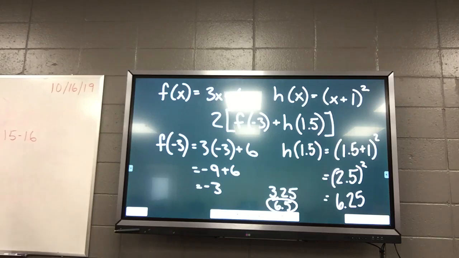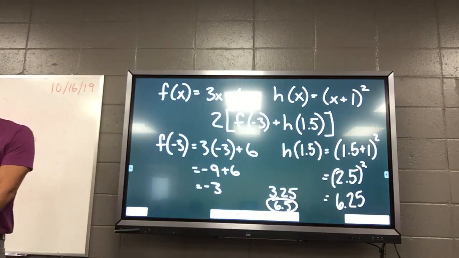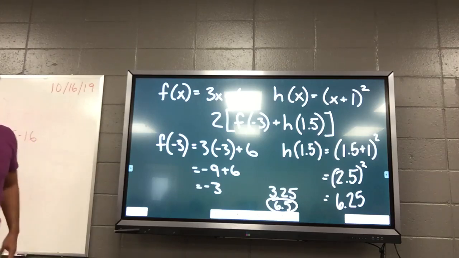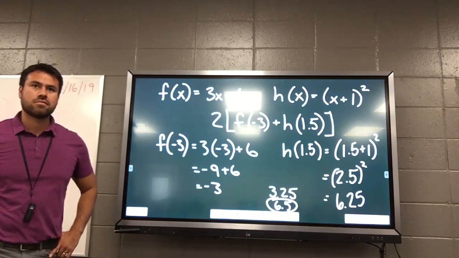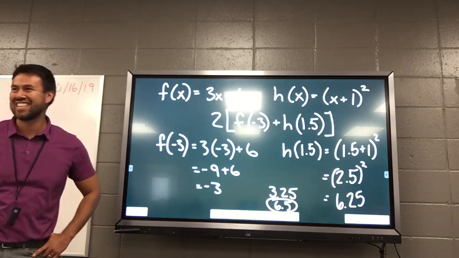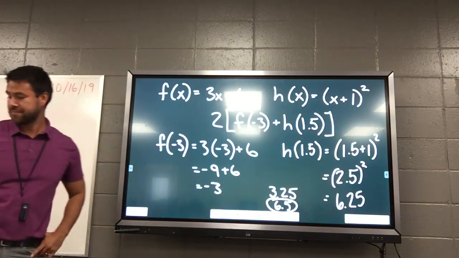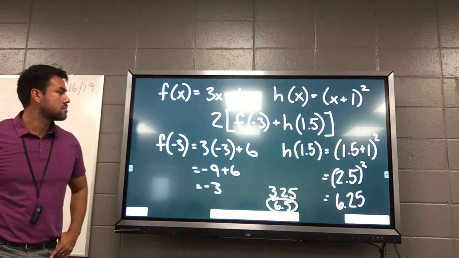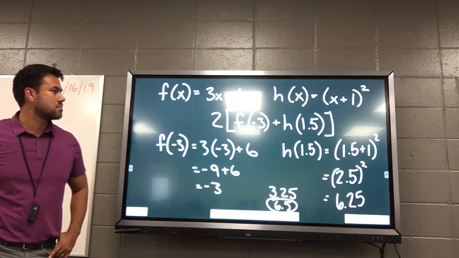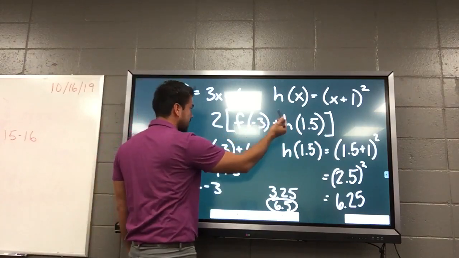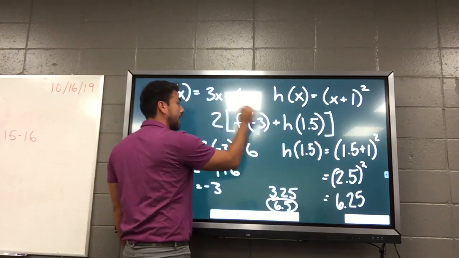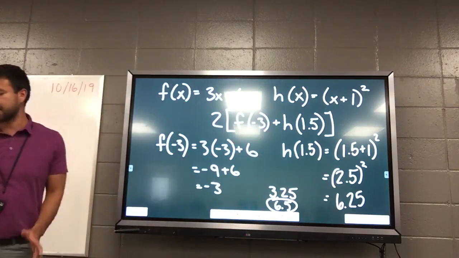If it was subtraction or multiplication inside the brackets instead of plus, would you just subtract the two answers? Say that one more time. Inside the brackets on 2f of negative 3 plus h of 1.5, could they do subtraction? Oh yeah, you could do subtraction. You could technically do division. Many things you could do. It's just a lot of order.